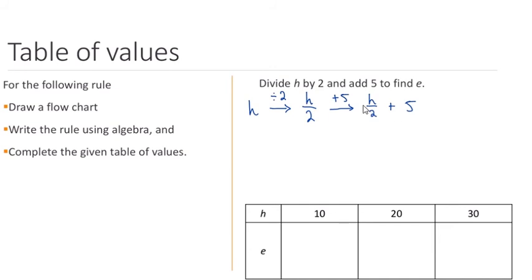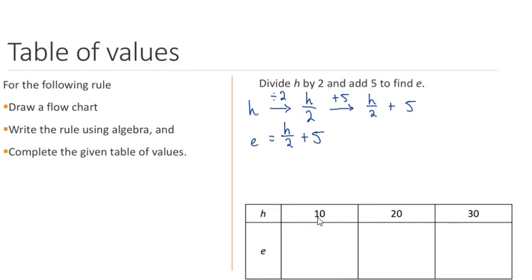So remember, that is used to help me find out what e is. So as I write my rule, it's going to be e equals what I've got there. So I have e equals h over 2 plus 5. So there's my flowchart, and there's my rule for e. Now, using my flowchart to help me work out my values for e.